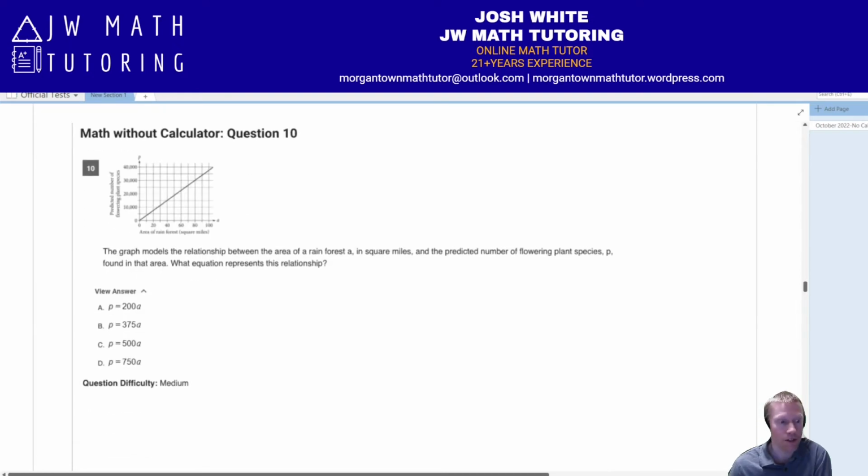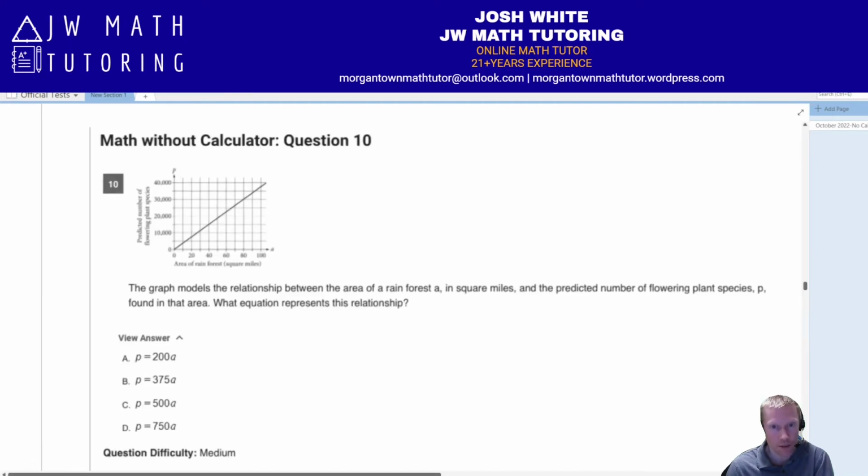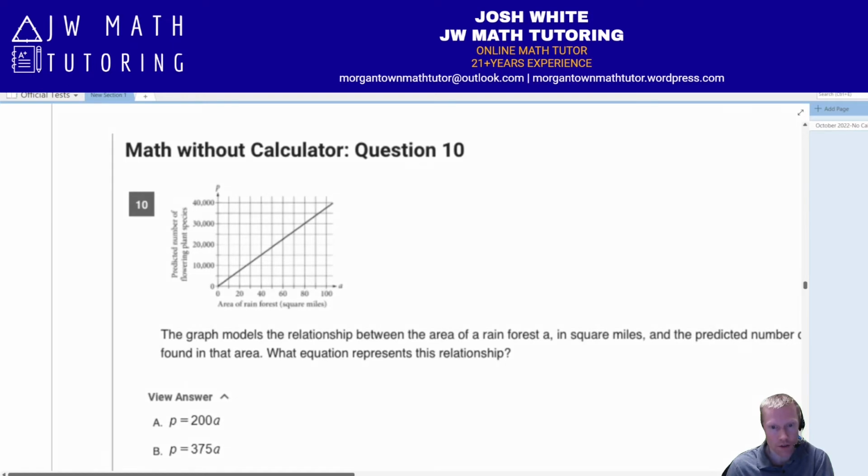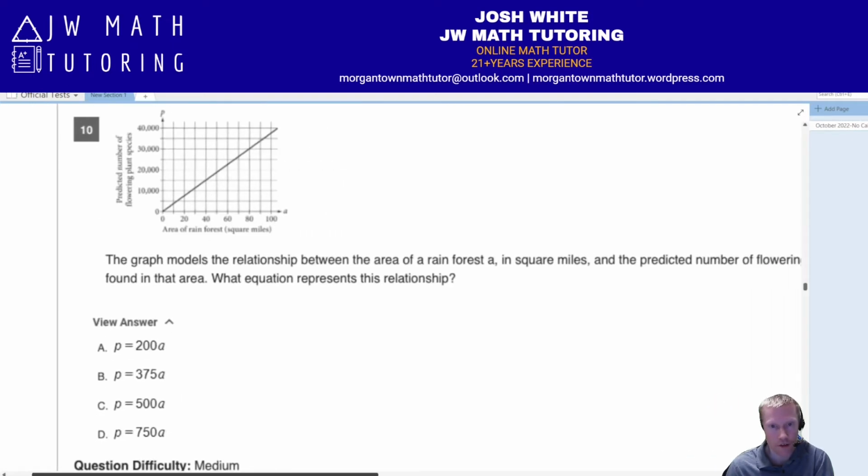Next up, we have question number 10. On this question, you are given the graph of a linear function, or a line, and you're asked to identify its equation. Now, a couple things. First, I'm going to zoom in here so it's a little bit larger. A is our x variable, P is our y variable. A represents area, P represents number of flowering plant species.